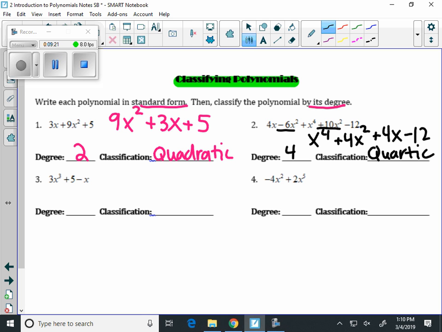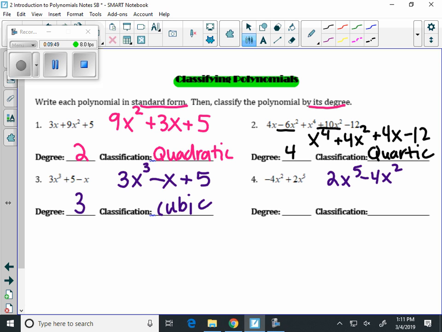Alright, next row here. What is the standard form for number 3? I'll start you off. 3x cubed minus x plus 5. What's the degree there? 3. And you call that a cubic polynomial. Alright, last one. What's the standard form for number 4? And minus 4x squared. The degree is 5, and you call that a quintic. Those names, especially linear, quadratic, cubic, quartic, quintic, are names that you need to remember.